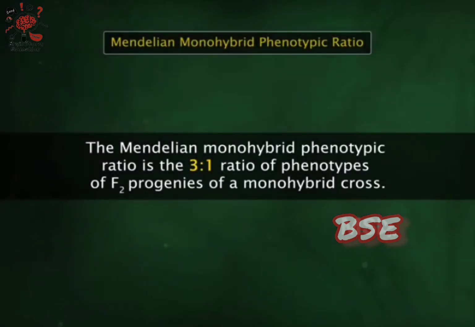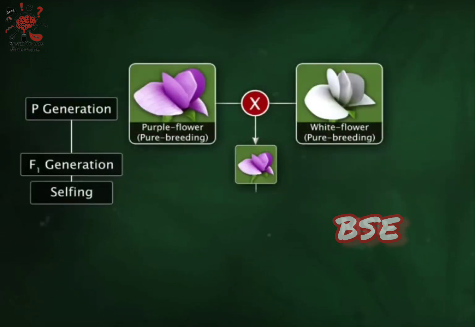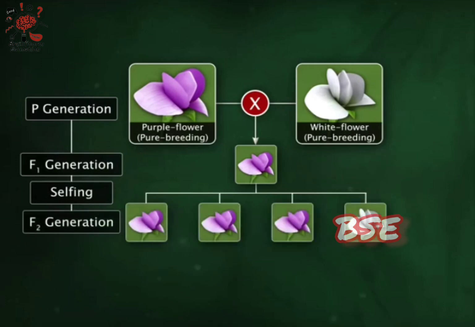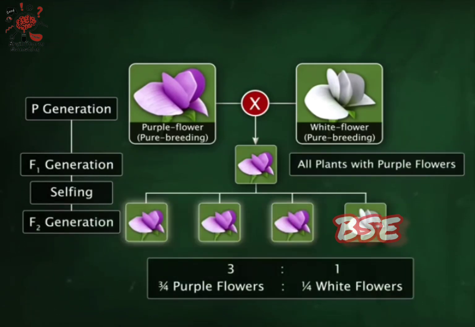Mendelian monohybrid phenotypic ratio. The 3:1 ratio of phenotypes of F2 progenies obtained in a monohybrid cross is referred to as the Mendelian monohybrid phenotypic ratio. For example, if the purple-flowered plants of F1 are self-fertilized, the F2 generation will have purple and white-flowered plants in a ratio of 3:1.